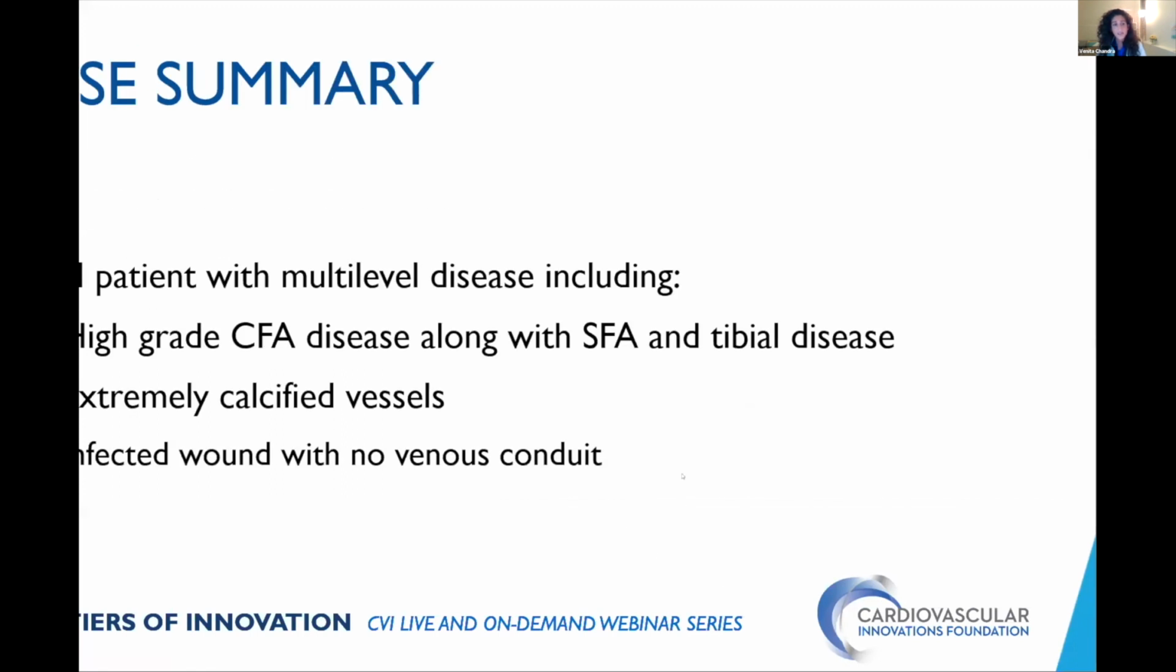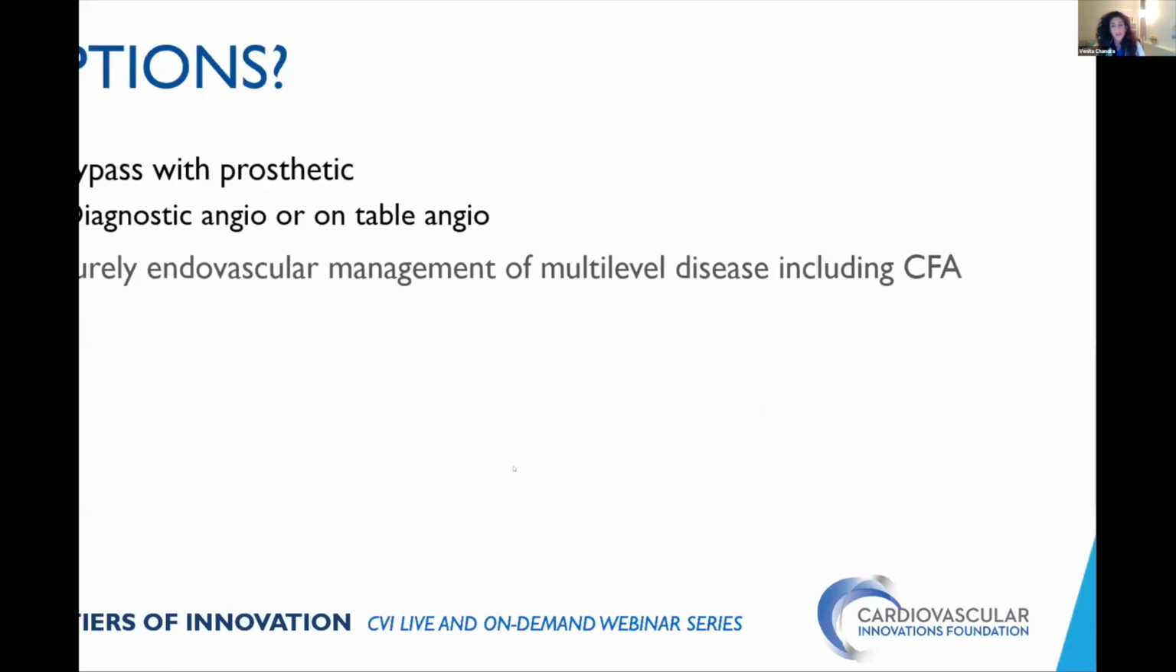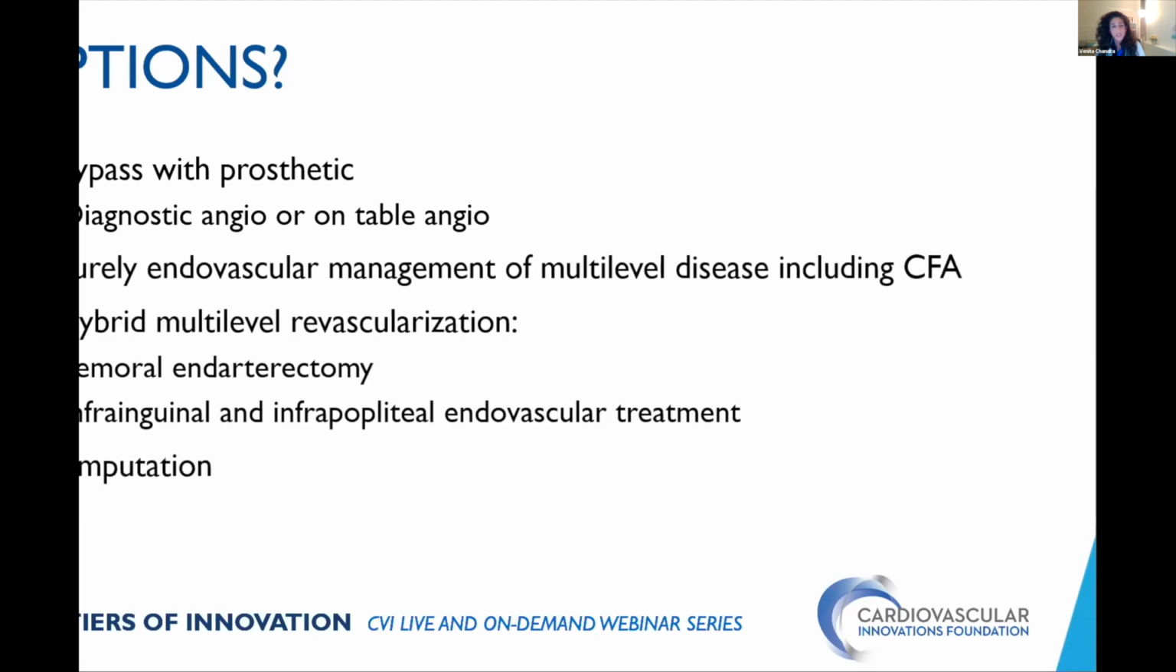So in summary, this is a CLTI patient with pretty significant gangrene and an infected wound that's been debrided but is still infected, with high-grade common femoral disease, SFA disease, and tibial disease, extremely calcified vessels, and no venous conduit. I think you can argue for multiple different approaches to this, and any of them are reasonable and probably beyond the time I have to go through each one, but I ultimately chose number 3 and planned a hybrid revascularization model.